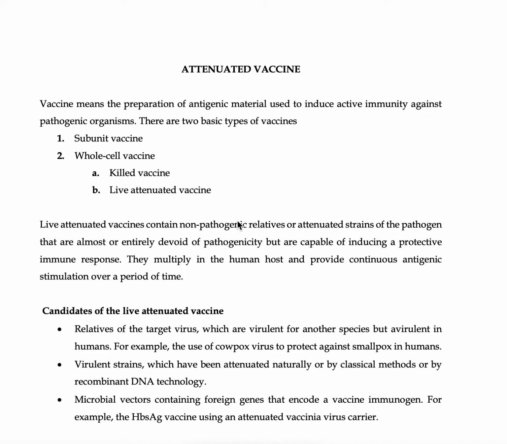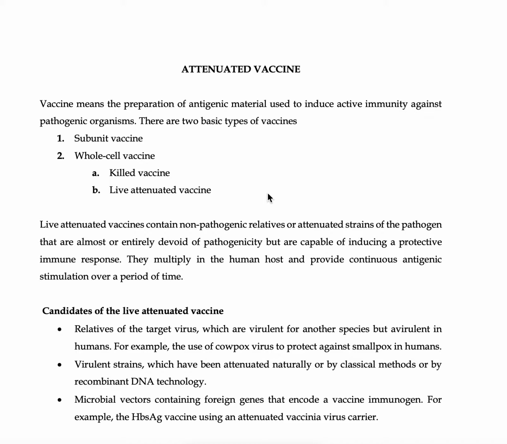We all know vaccine means the preparation of antigenic material which is used to induce active immunity against a pathogenic organism. That means we take a vaccine to get immunity against that organism. Okay, so there are basically two types of vaccines: subunit vaccine and whole-cell vaccine. And whole-cell vaccine can be killed vaccine or live attenuated vaccine. Okay, so in this chapter, our lecture is focused on live attenuated vaccine.